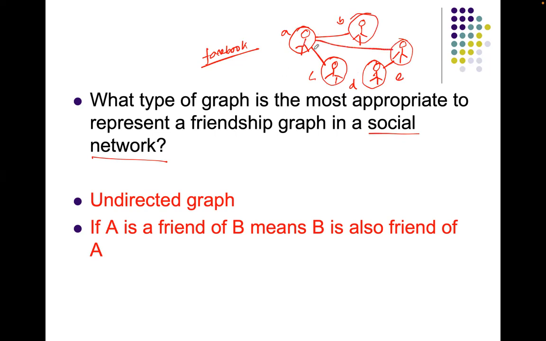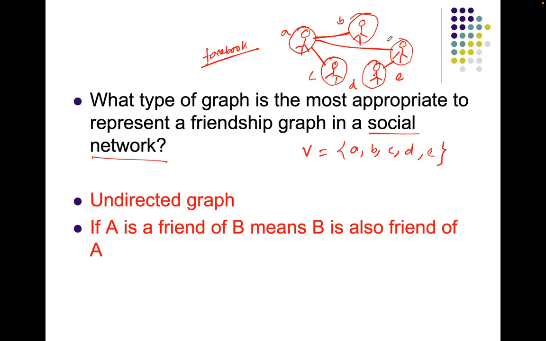Now it means that if 2 people are friends with each other, we're going to represent them as an edge. Now you can see that we are representing the whole friendship graph in a social network using a graph, using the graph data structure. So in this graph, we have a set of vertices A, B, C, D, and E. And the friendship itself, we can represent using edges.